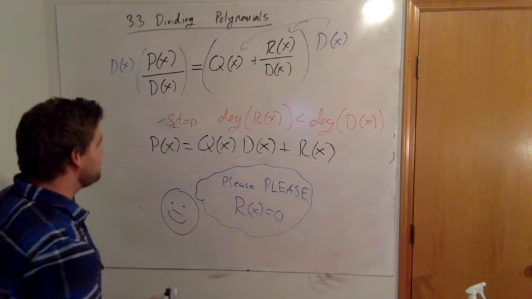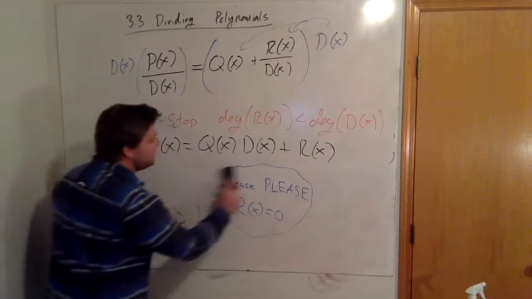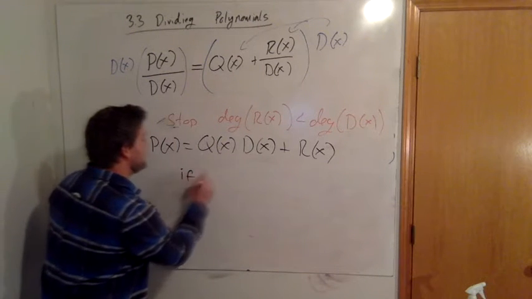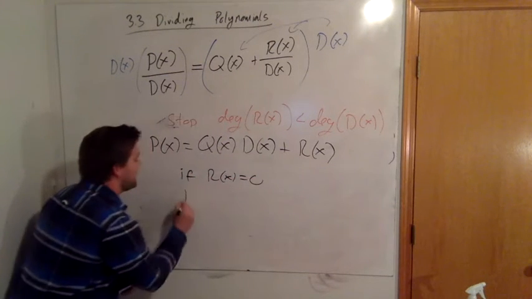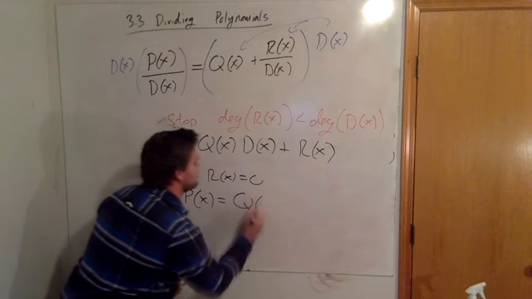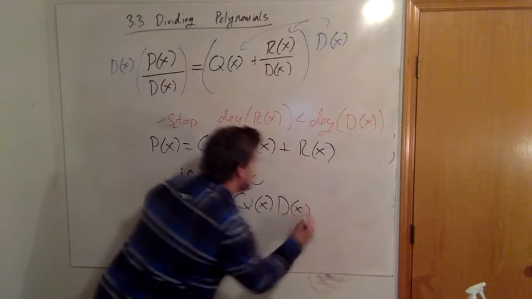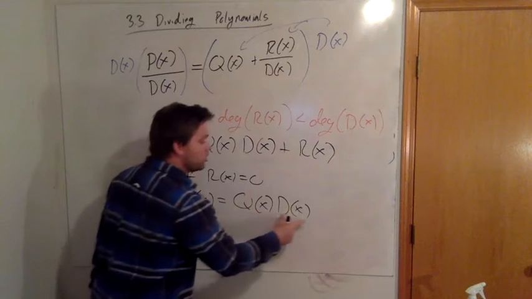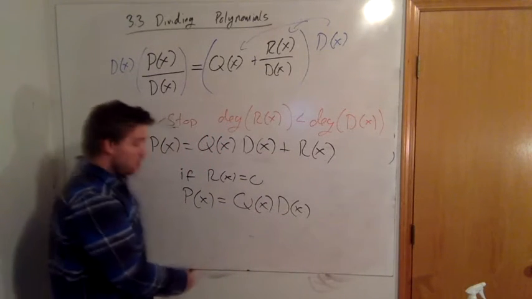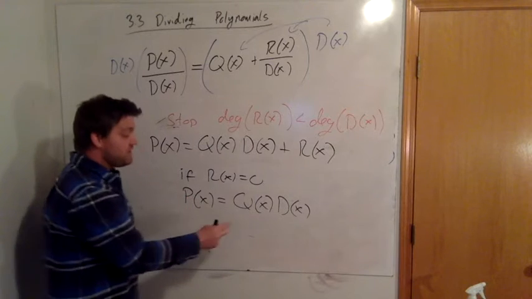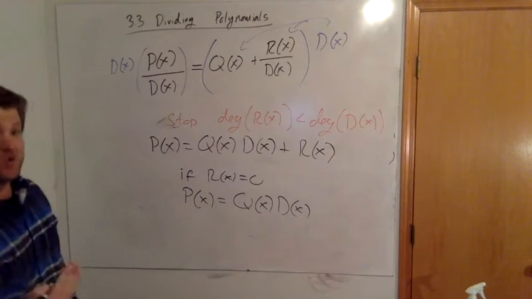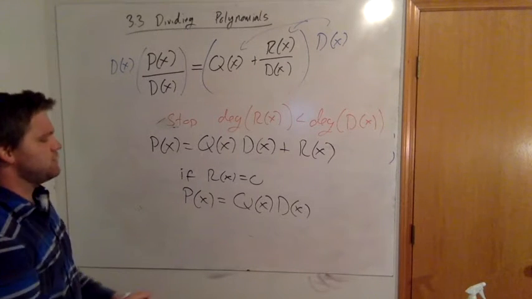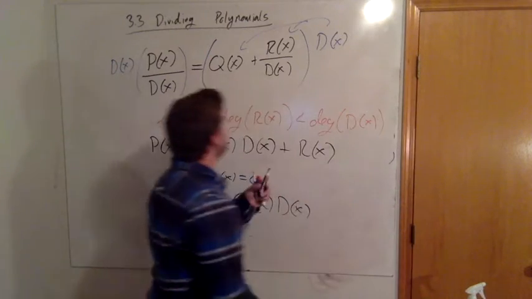Why is this great? Well, if the remainder is 0, if our wish comes true, if r of x is 0, then the polynomial p of x would just be equal to q of x times d of x. So I've taken this polynomial p of x and broken it down into two smaller polynomials that are multiplied by one another, which essentially means that I was able to factor p of x into two smaller polynomials. This is what we want to do. So this is the motivation, and we'll see this with examples. Let's get to it. How do we do polynomial division?